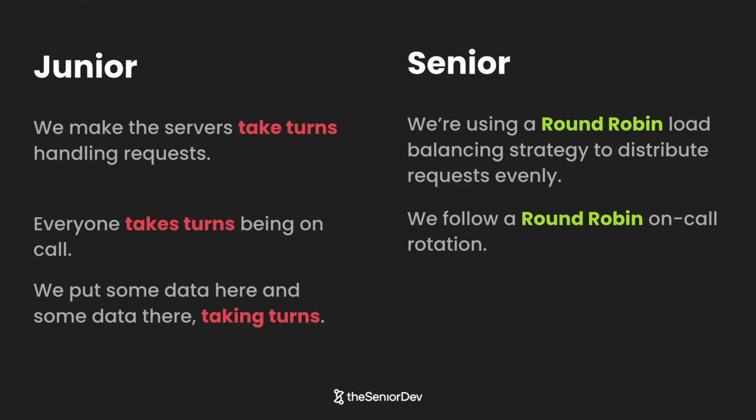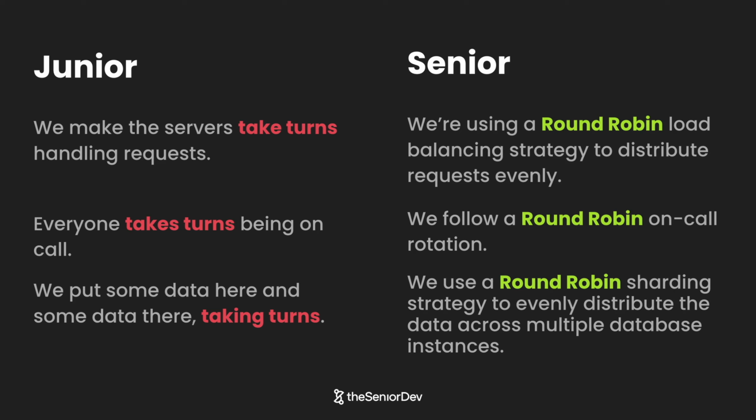A junior would say, hey, we put some data here and there. So we basically take in turns where we store things. That's how juniors talk. They talk like a civilian. Whereas a senior would say that we use a round robin sharding strategy to evenly distribute data across multiple database nodes or instances.